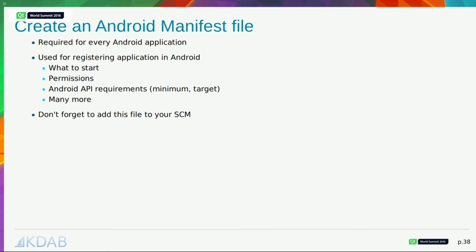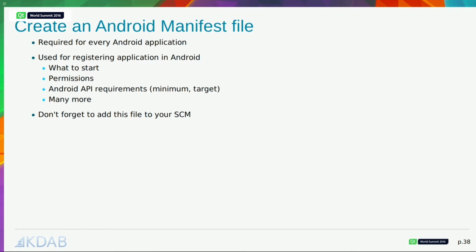Let's see a few Android-specific settings in Qt Creator. Every single Android application, every single APK, has an Android manifest file. Even if you don't see it in your project, we'll add it for you. But before you publish your application on the Android Play Store or any other Android markets out there, you'll need to create one and set a few things. We'll see a little bit later what we are going to set here.